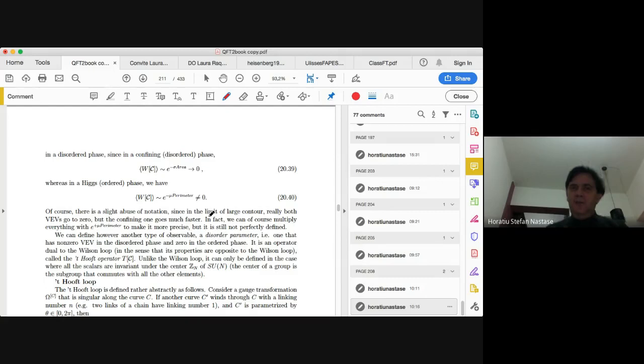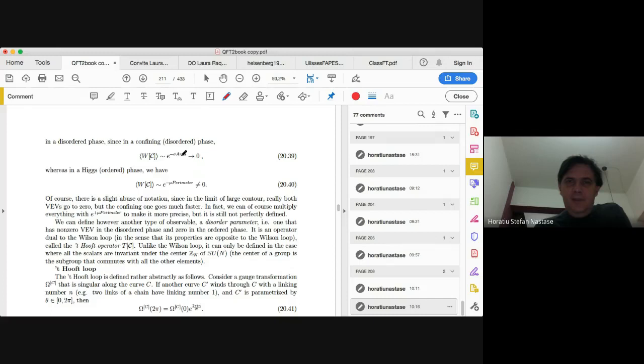Of course, strictly speaking, both of these things go to zero since T is anyway large. But the point is that the confining one goes to zero much faster. Of course, I could, in principle, multiply both of these things with e to the plus mu times the perimeter to make it more precise, but it will still not be perfectly defined. So we'll just keep this loose definition.